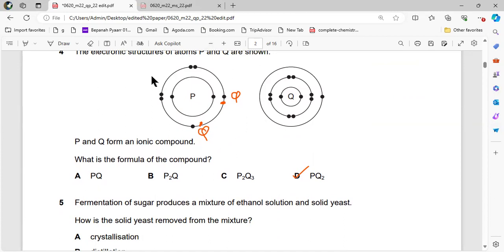So if you observe P carefully, you can see that there are two electrons which are not forming any pair, and in Q there is one electron outside. So for this one electron we need one Q, and for the other electron we need another Q. So 1 times P and we need 2 times Q. So the formula becomes PQ2.